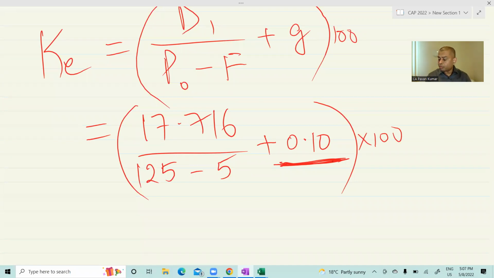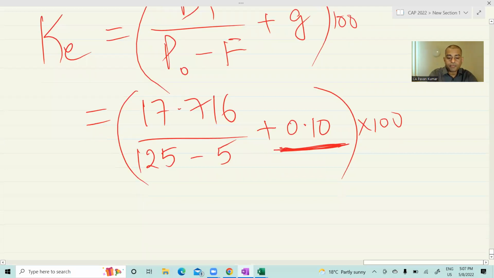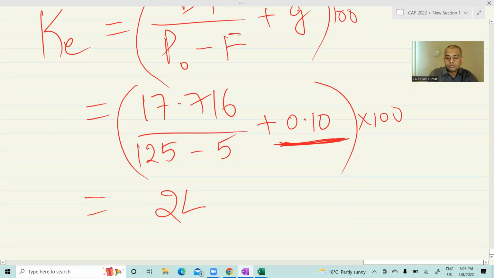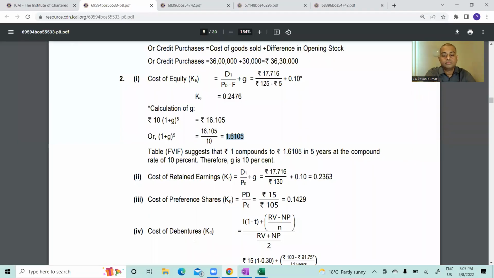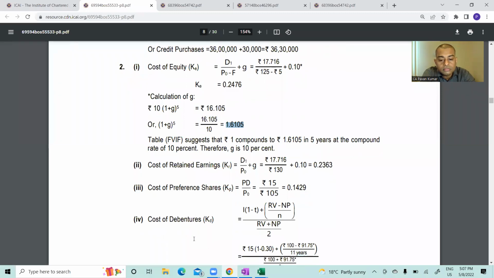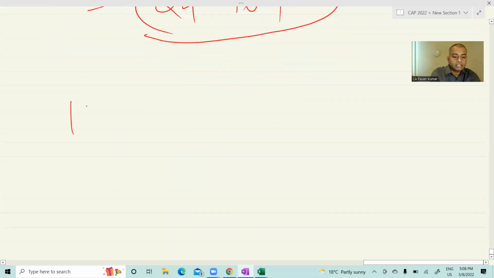I'm getting 24.76. Is it right? Yeah, 24.76. Correct. Then why did they calculate cost of retained earnings? Okay, for book value, write down. 2. Cost of retained earnings.